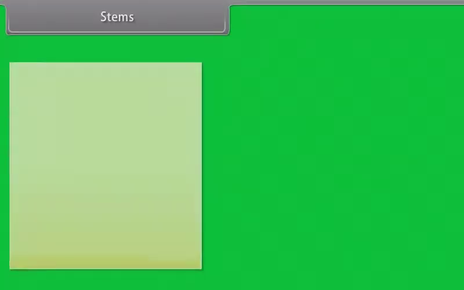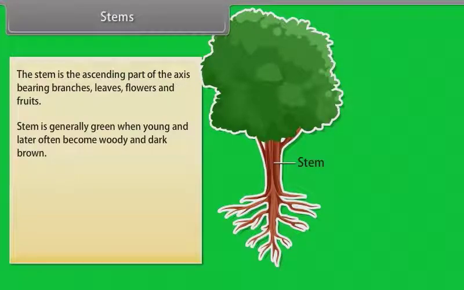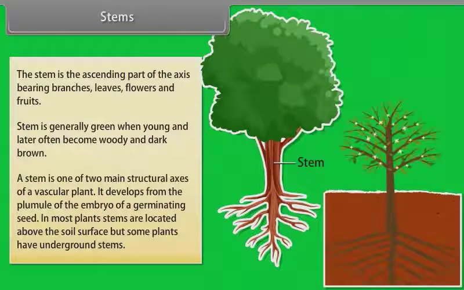Stems. The stem is the ascending part of the axis, bearing branches, leaves, flowers, and fruits. Stem is generally green when young, and later often becomes woody and dark brown. A stem is one of two main structural axes of a vascular plant. It develops from the plumule of the embryo of a germinating seed. In most plants, stems are located above the soil surface, but some plants have underground stems as well.